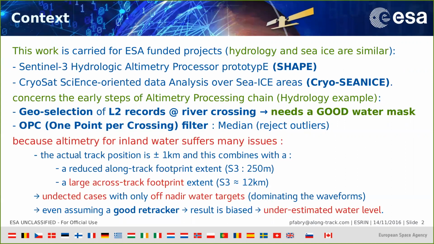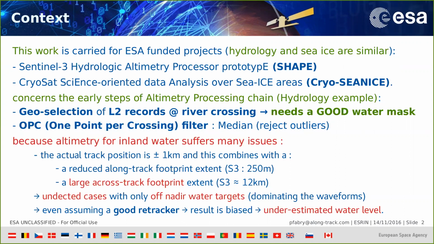Cryosat 2 introduced a very long repeat period of 369 days. And the concept of virtual station is vanishing, and it's much better to exploit all possible crossings of the river by the satellite ground track.